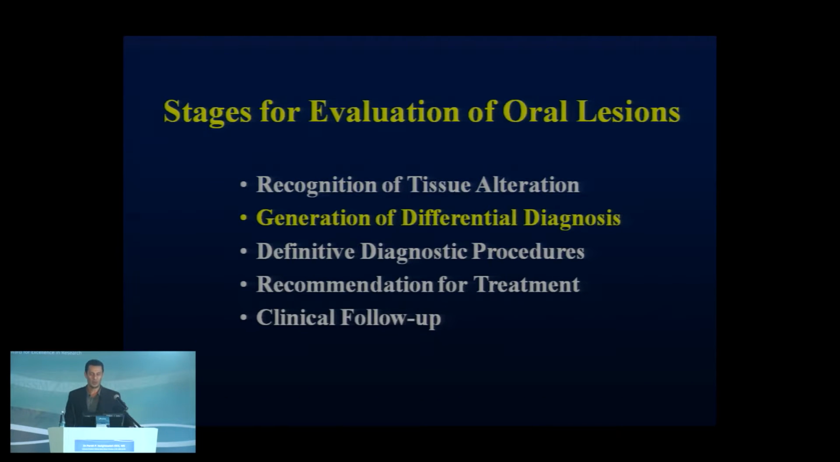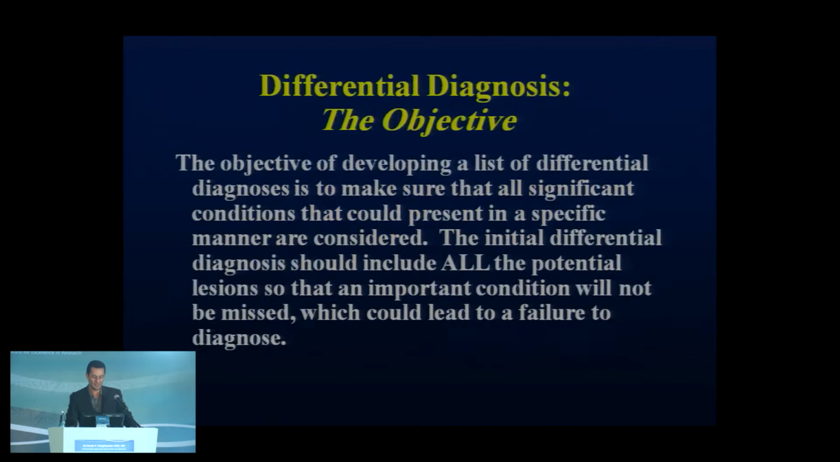Okay? So, next step, generation of a differential diagnosis. Right, so now we've looked at some lesions, we've appreciated what they look like, their color, their morphology, what looks better, what looks worse. The next step is to think about differential diagnosis. And the objective of differential diagnosis is exactly that, to come up with several diagnoses, not just one thing you think it is.